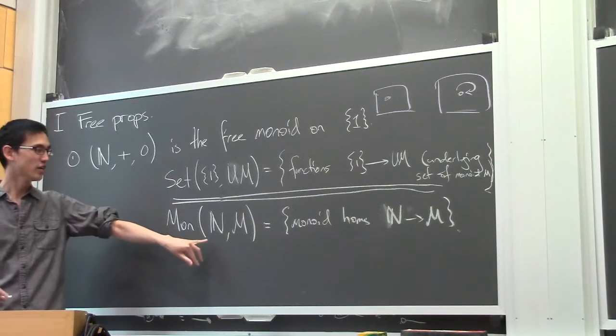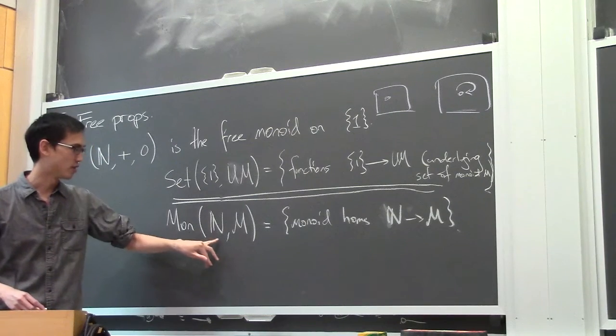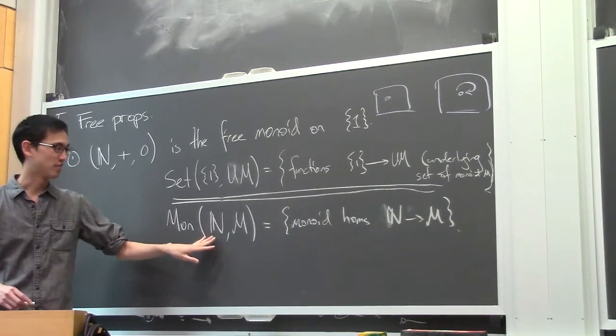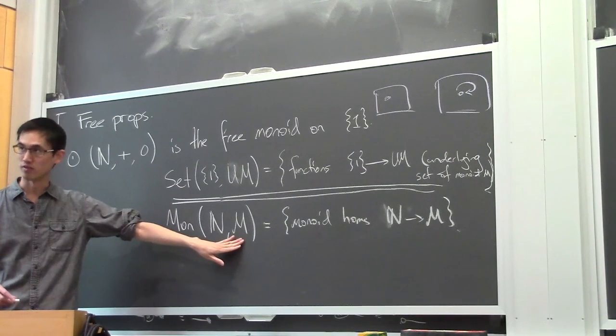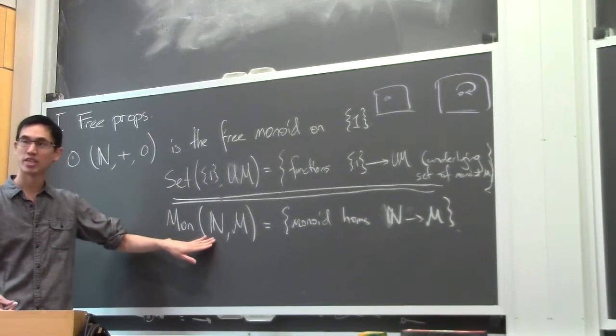What is that unique way? Well, if we know where 1 goes, we need to think about where does 0 go? It goes to the unit of the monoid, because it's a monoid homomorphism, so it has to go there. And where does, say, 2 go?